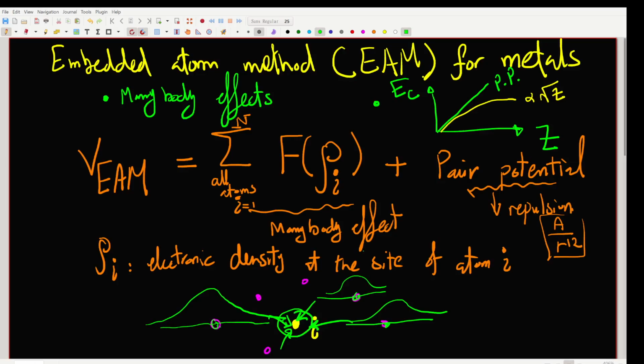That's how you calculate this density rho at each site. You calculate the distance between atom i and each one of the surrounding atoms. Then, based on the distance, you can tell how much electron density each atom contributes at site i. So, if you are a mathematically oriented person, you can write this as rho i being a sum over all atoms j, provided that j does not equal i.